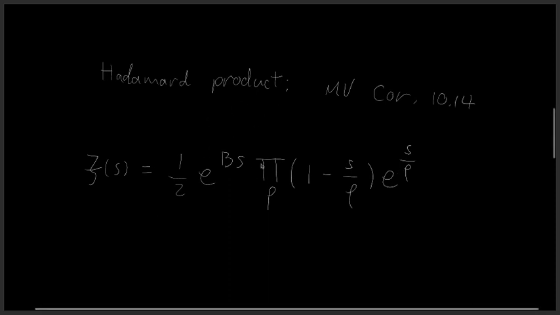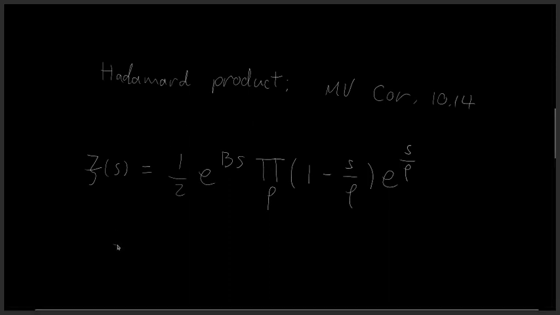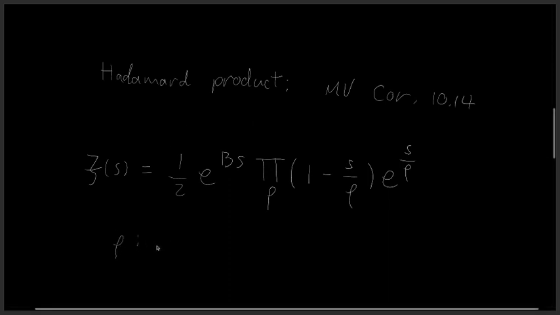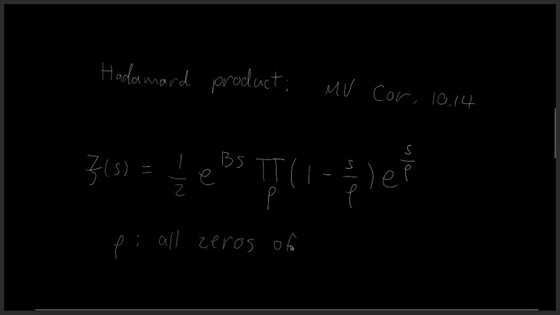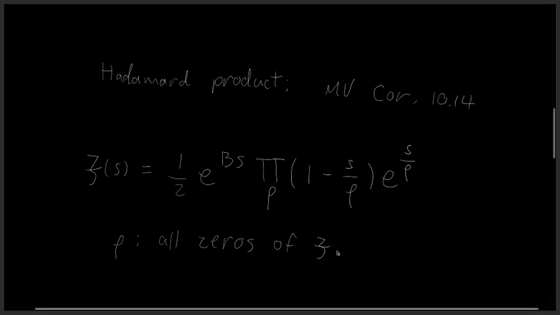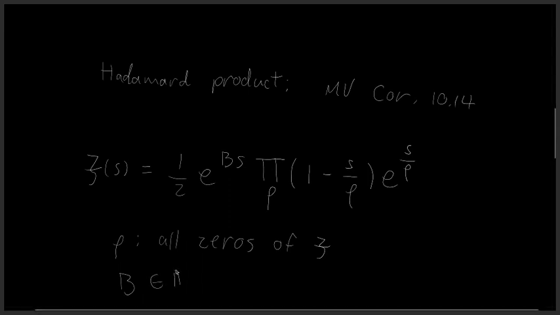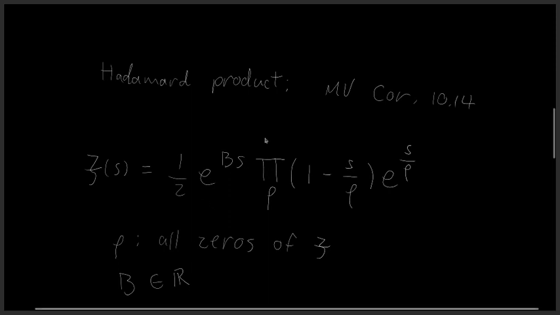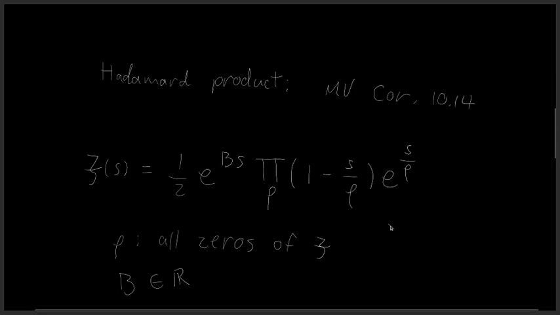And this is valid for all s, and here rho is all zeros of the xi function. And like I said, b is some real number, some constant. And this Hadamard product then allows us to look at the logarithmic derivative of the xi function.